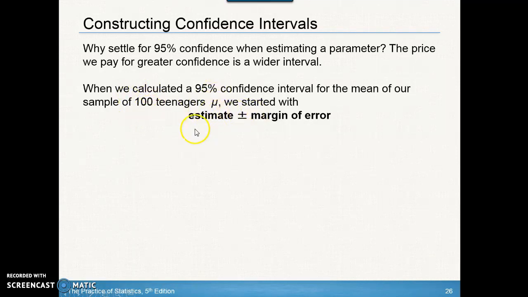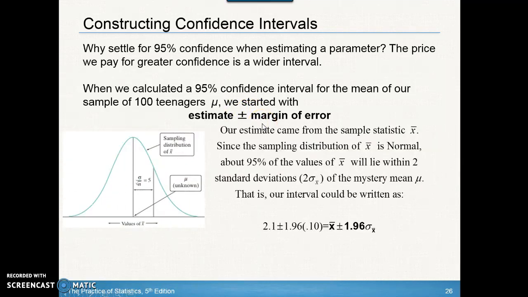So when we calculated a 95% confidence interval for the mean of our sample of 100 teenagers with our unknown mean mu, we started with our estimate plus or minus our margin of error. Okay, now our estimate came from the sample statistic X bar. We took 100 teenagers and found out how many times they went to the movies. Since the sampling distribution of X bar is normal, central limit theorem, greater than 30, about 95% of the values of X bar will lie within 2 standard deviations of the mystery mean mu. We don't know what that mean is yet.